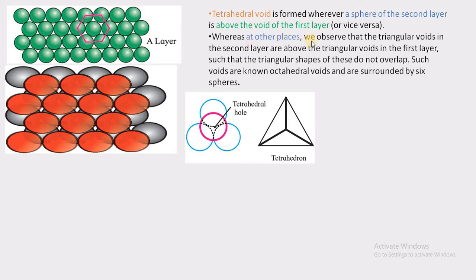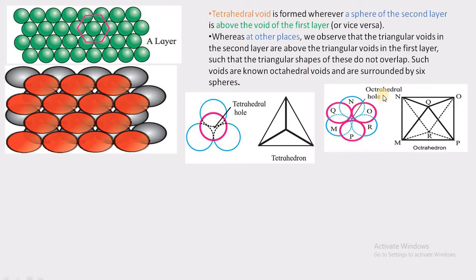Whereas at the other places we observe that the triangular voids in the second layer are above the triangular voids in the first layer, such that the triangular shapes of these do not overlap. Such voids are known as octahedral voids, and this octahedral hole is surrounded by 6 atoms, 3 of the first layer and 3 of the second layer. Hence an octahedron is formed.